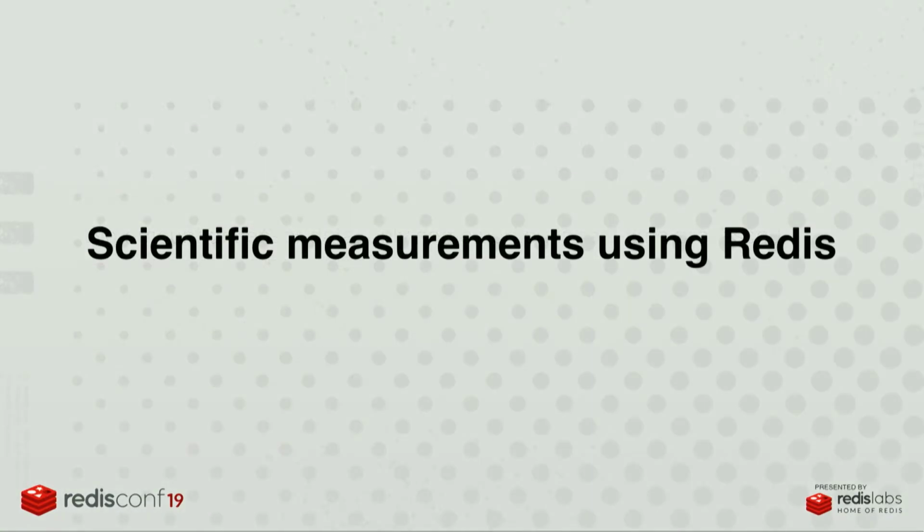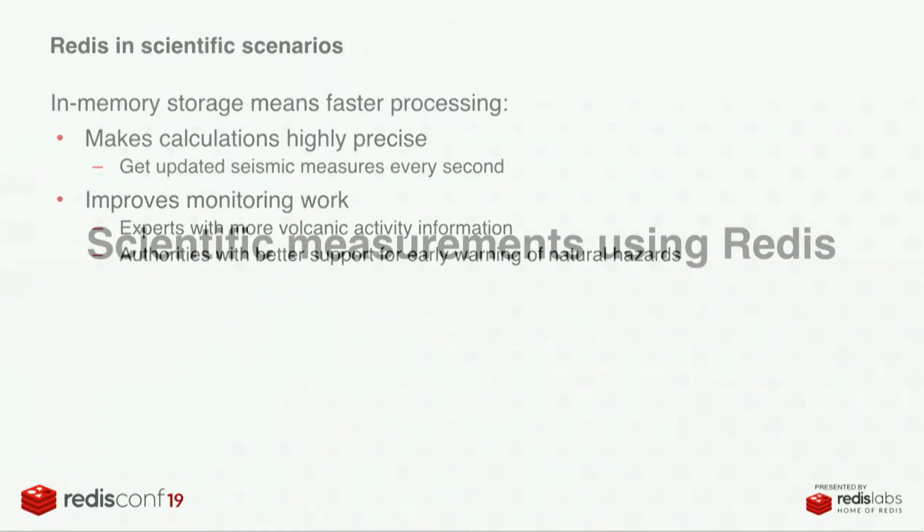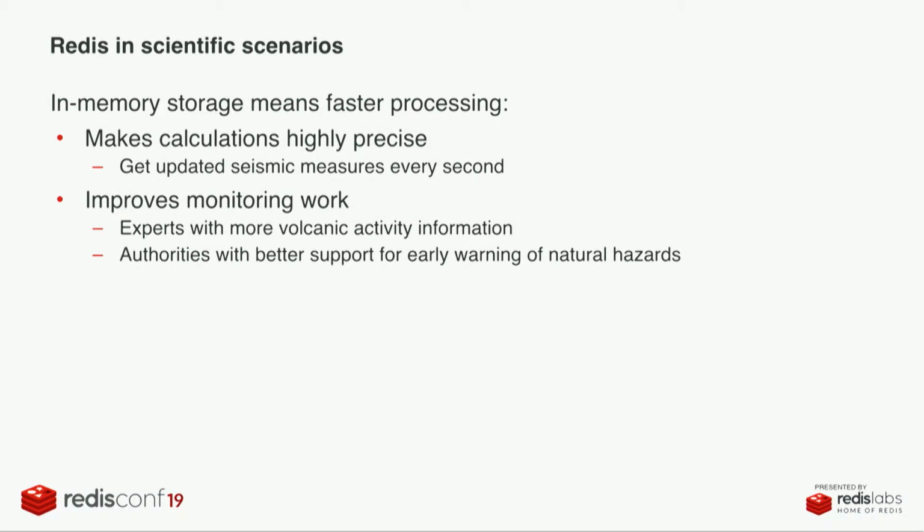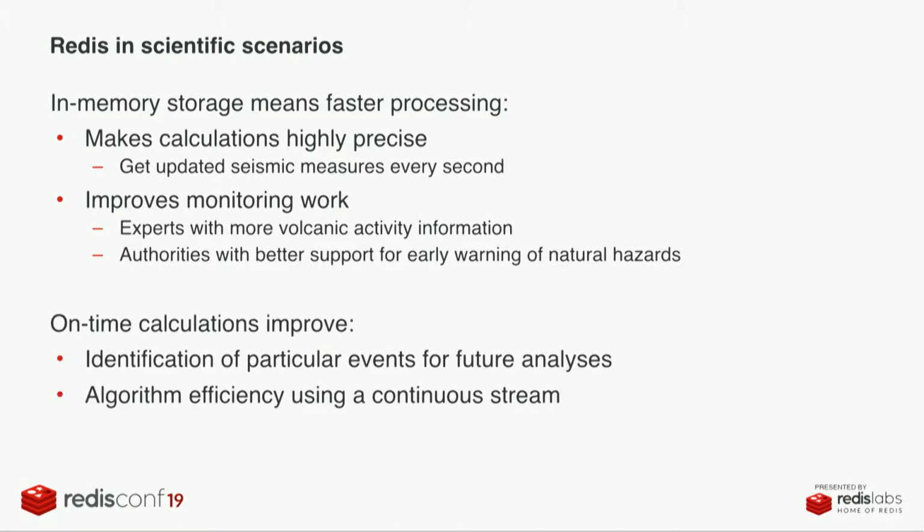This is when we use Redis, because we consider that in-memory storage means faster processing, and we could make faster, highly precise calculations and get updated seismic measures every second or every moment. It improves the monitoring work, because the experts that monitor the volcano have more information, and the authorities have better support for early warning in case of natural hazards. And when they have on-time calculations, they could identify particular events that happen in the volcanoes, and they could do future analysis to know what is happening. And actually, they could improve the algorithm efficiency using a continuous stream of data, using Redis, of course.